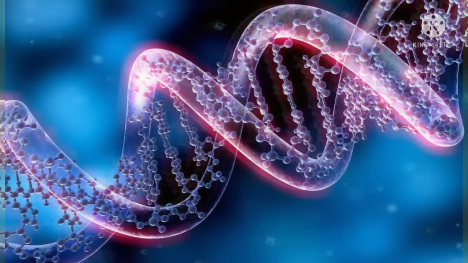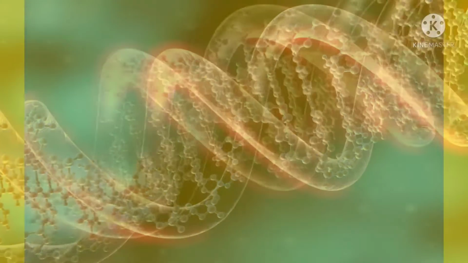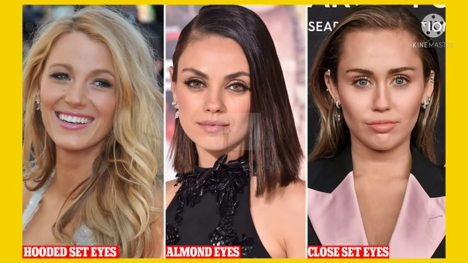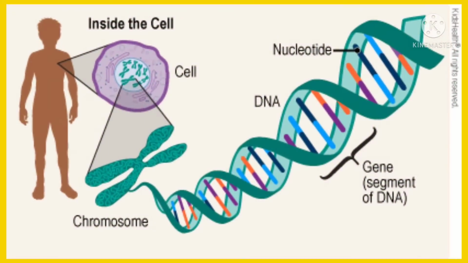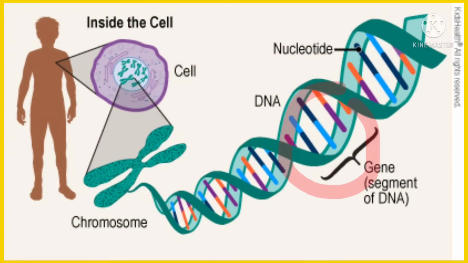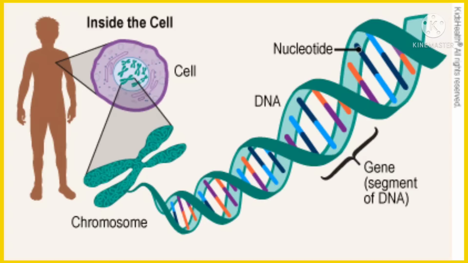These genes control each and every physical characteristic of our body. For example, the color of our hair, eye shape, our height, everything. Let's start with the basics. This is a gene. A gene is made up of DNA, which is the blueprint to synthesize enzymes and proteins for our body.